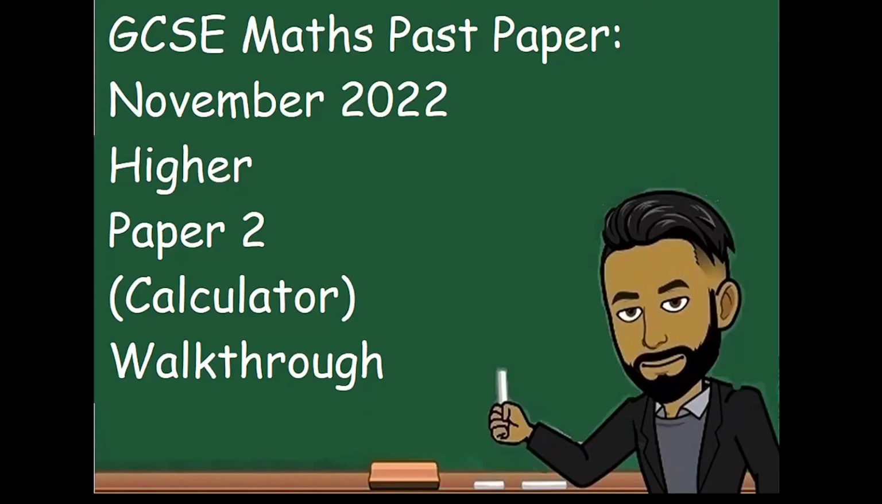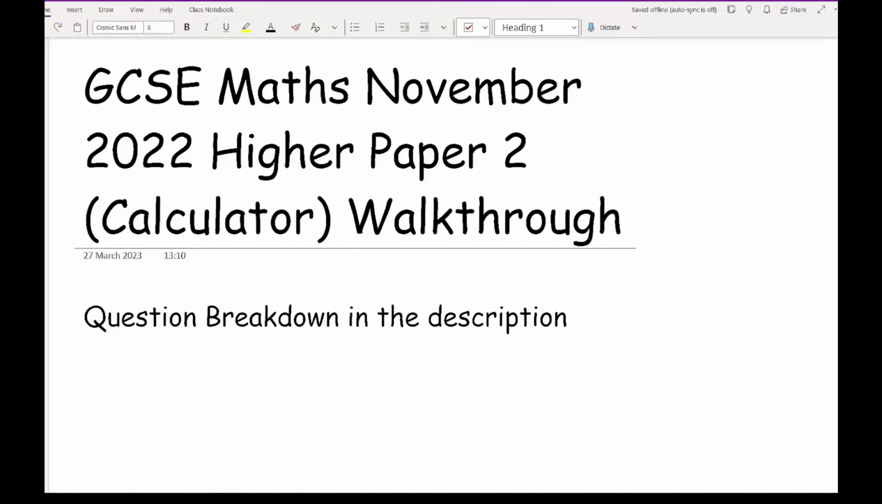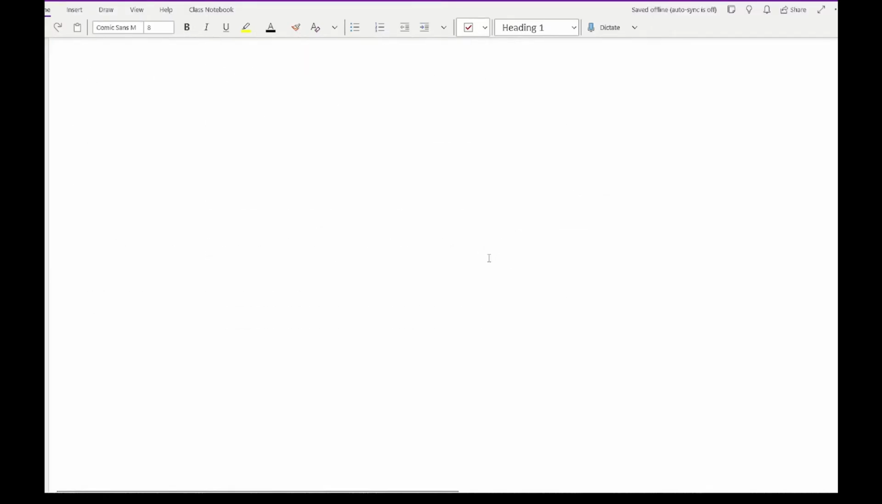So welcome to this latest video from 162 Maths, and in this video we're going over the November 2022 Higher Paper 2, which is a calculator paper. Now as always there'll be a question breakdown so you can see which question refers to which topic, in case you find the question a little bit more challenging or it requires a little bit of practice. So let's get started on this November 2022 Higher Paper 2, which is a calculator paper.